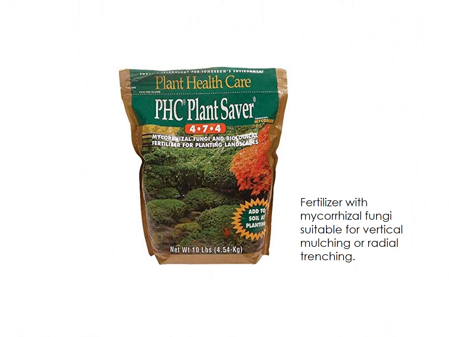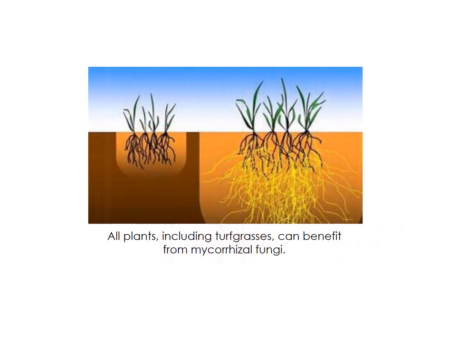This is an example of a product that's used in vertical mulching. It is a fertilizer that has mycorrhizal fungi in it. You could add this to the soil mixture that you're going to use to refill the holes with. All plants, not just trees and shrubs, even turf grasses, can benefit from the addition of mycorrhizal fungi.